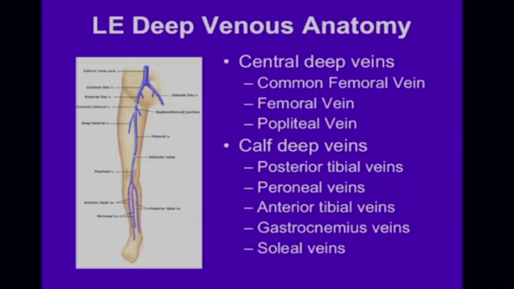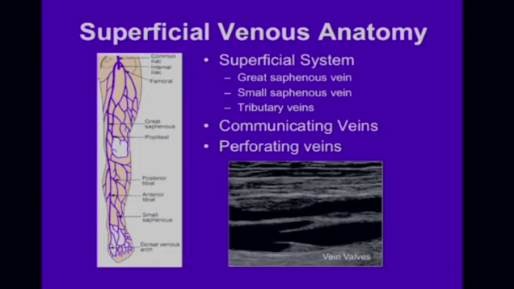The calf deep veins are veins that either lie between the muscles, the posterior tibial, peroneal, and anterior tibial veins, or the veins that lie inside of the muscles. Typically, we talk about the gastrocnemius and the soleal veins and their respective arteries. The superficial system lies superficial to the fascia and is the great saphenous vein and the small saphenous vein.